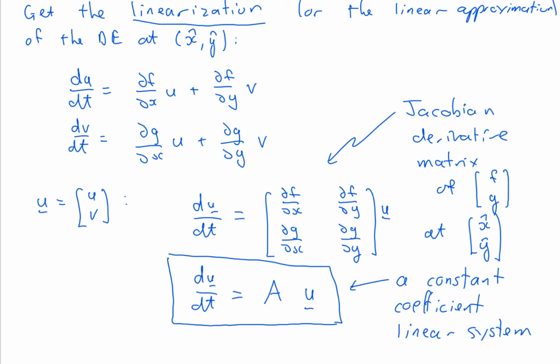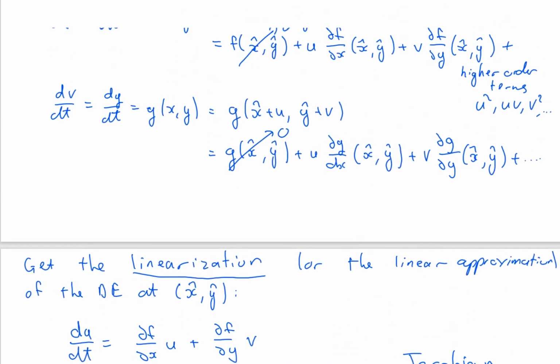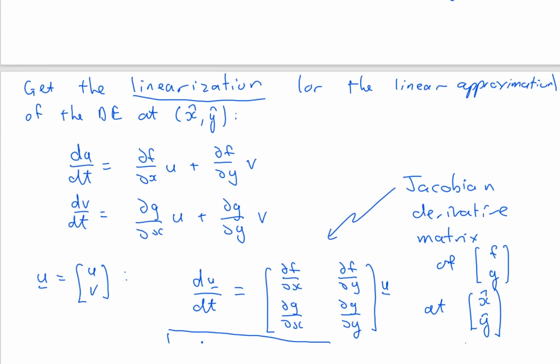Even solving it is easy because you just have to find the eigenvalues and eigenvectors. But there is one important qualification, which is that to get this linear approximation, I had to ignore the higher order terms. Now, even though they're very small, there is a question about whether their influence could build up as time goes on. So we'll need to think about that a bit later on.